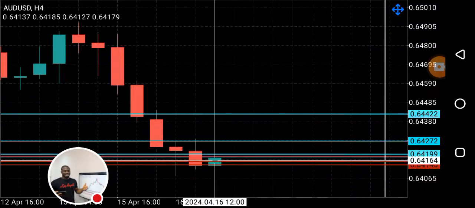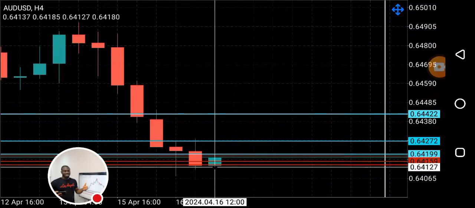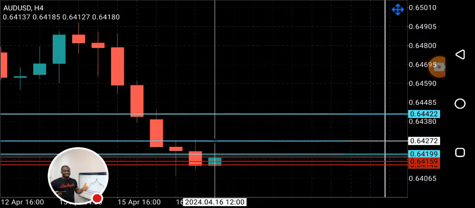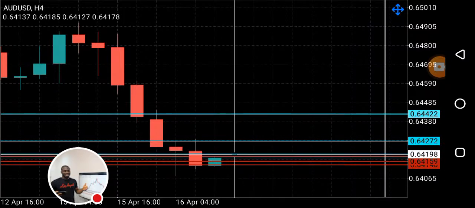If this 4-hour candle, the current 4-hour candle, closes bullish, then we should consider buying Australian dollar USD. That is my take on Australian dollar USD. So what I'm waiting for is for this candle to close bullish before I buy.